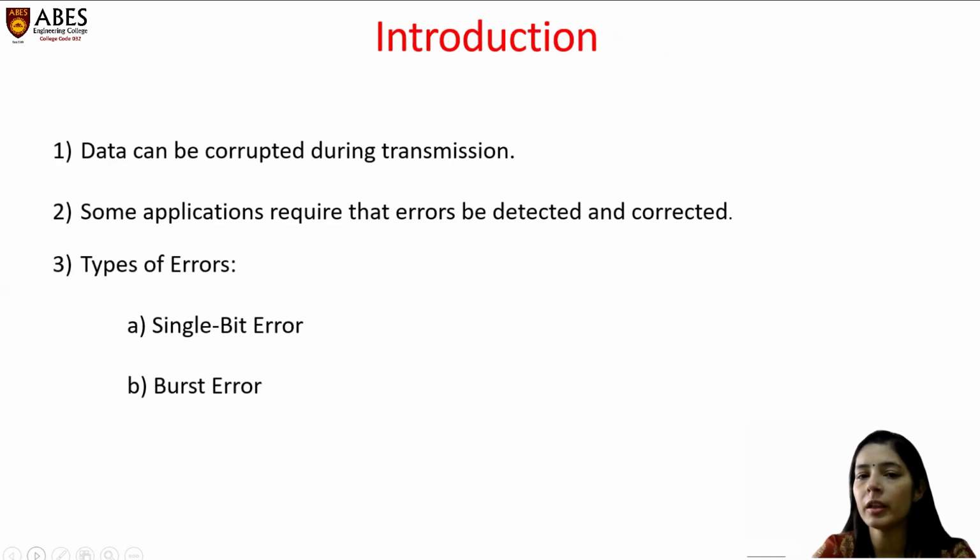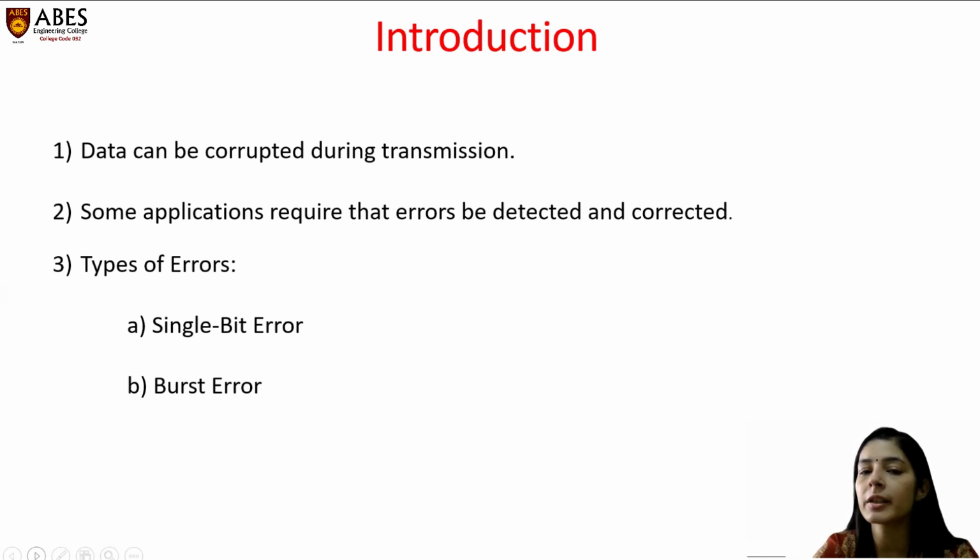So today we will start with data corruption. Data can be corrupted during transmission. As we have already discussed in the previous lectures, the medium that we use for the transmission of data is not perfect. There are various causes of transmission impairment. It can be noise, or attenuation, or distortion as well. The data will be corrupted while it is transmitted via the channel.